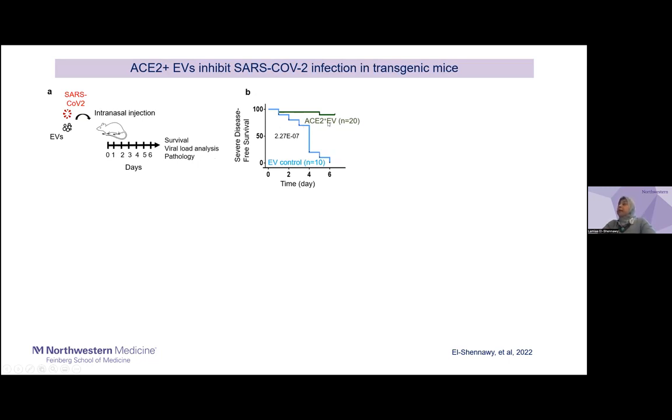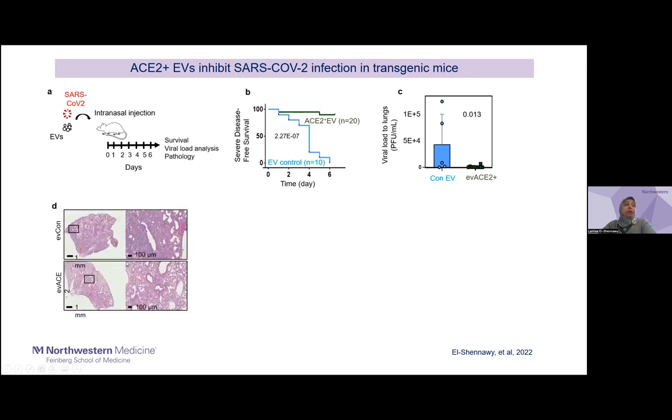So the mice that were administered ACE2 positive vesicles showed higher severe disease-free survival compared to the mice that received the control vesicles, which are ACE2 negative, and the results were very significant. The viral load in the lungs of the mice receiving ACE2 positive vesicles was lower than that observed in the mice receiving control extracellular vesicles that did not have ACE2.